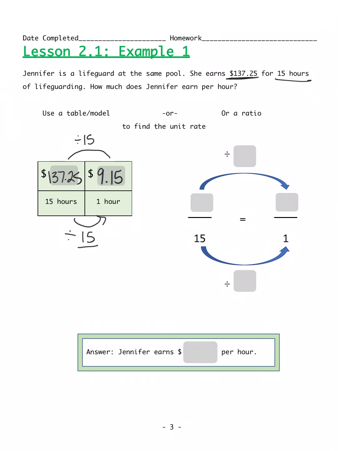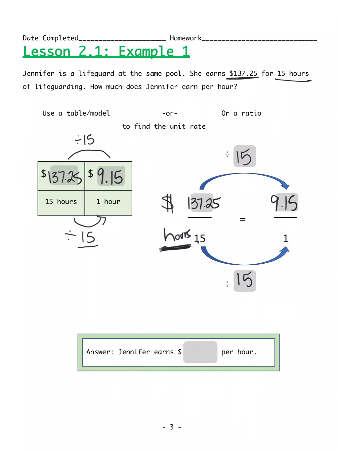Now, what would that look like over here? If we were going to do a ratio, we're going to put our money on top and our hours on bottom. We did this because we want to know how much money she makes per 1 hour. Whatever you're trying to find your single unit for is always going to be your denominator. So we put our 15 on the bottom, we put our 137.25 on the top, and then how do we get from 15 to 1 again? We divide by 15, and we divide by 15 up there, and that'll get us again that 9.15.